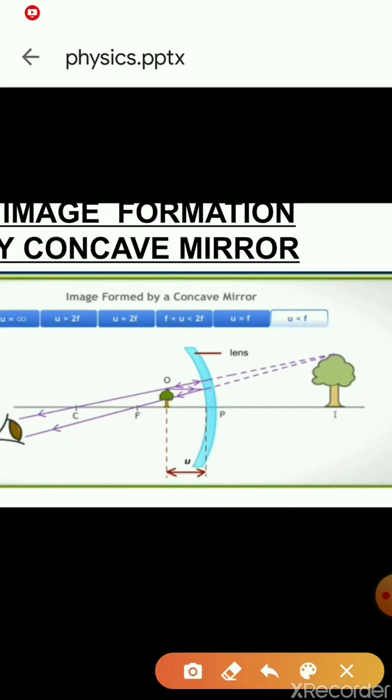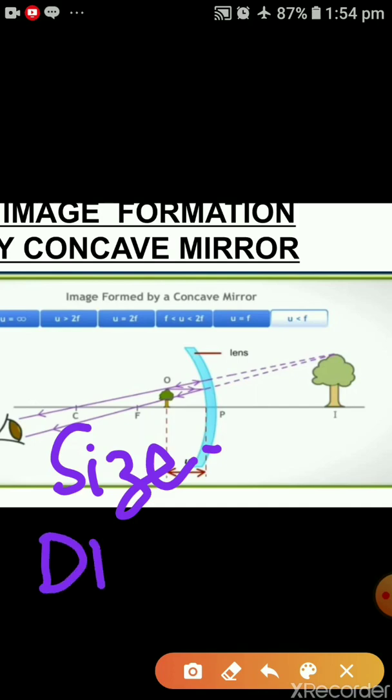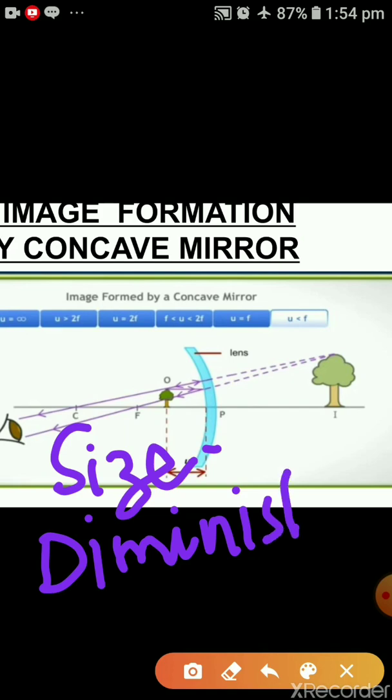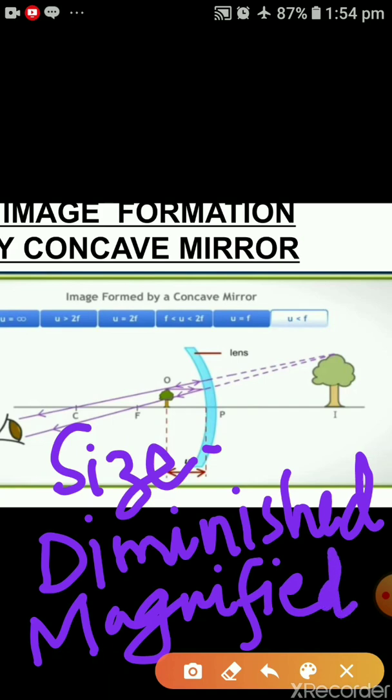If you want to write other words for size, you can use two different words also. You will see these two words in your book, so I am telling you this one. First is diminished. Diminished means smaller size, very small size. And the second word you will see here, magnified. You can write these two words also. Magnified image means very large image.